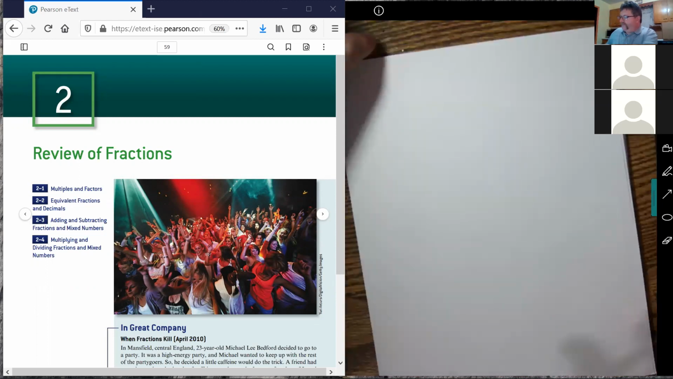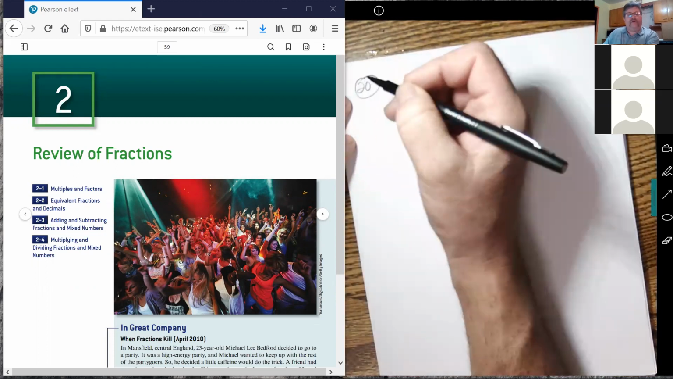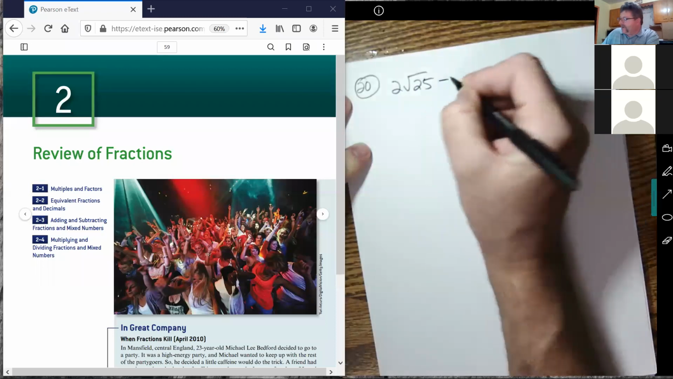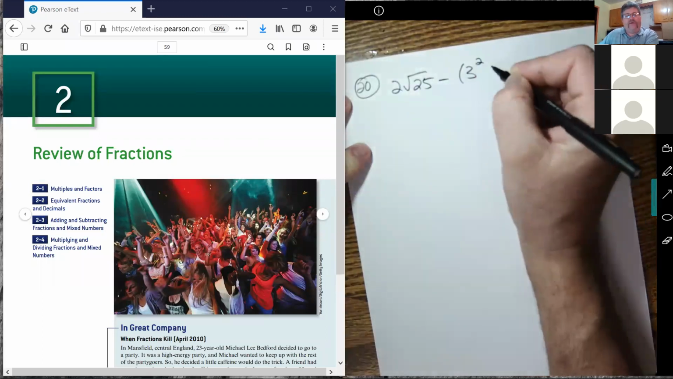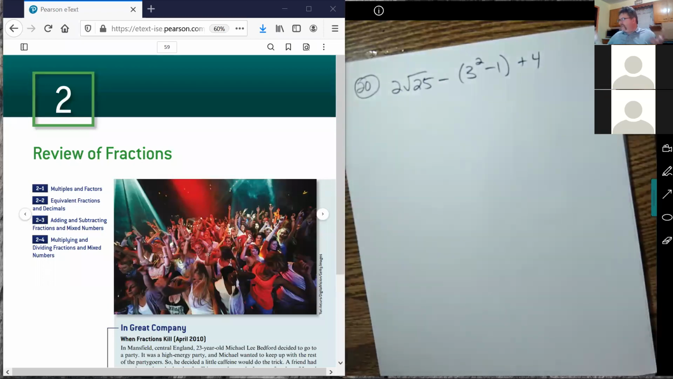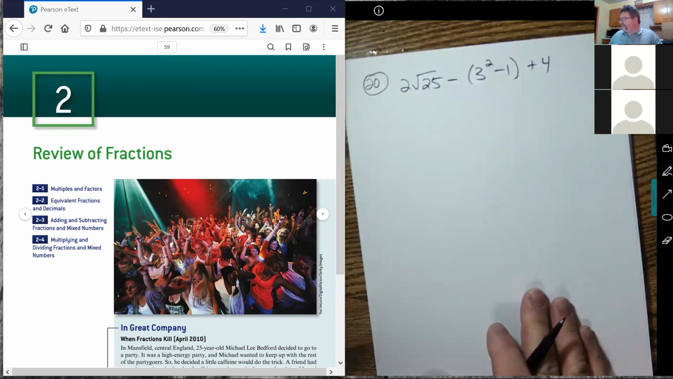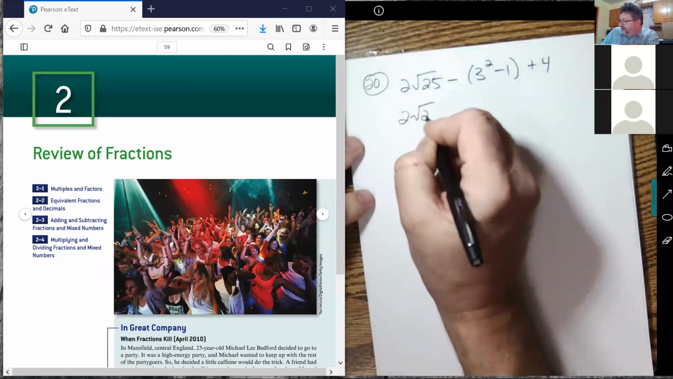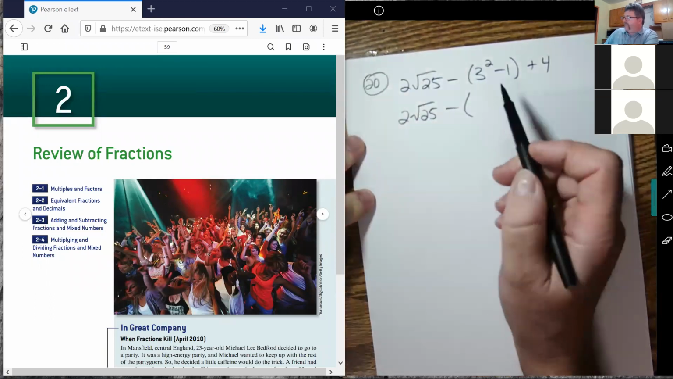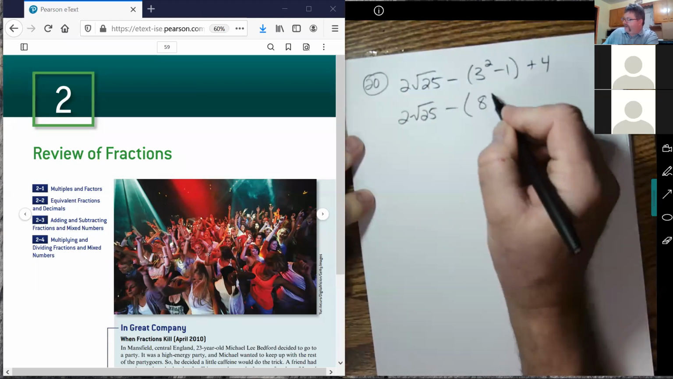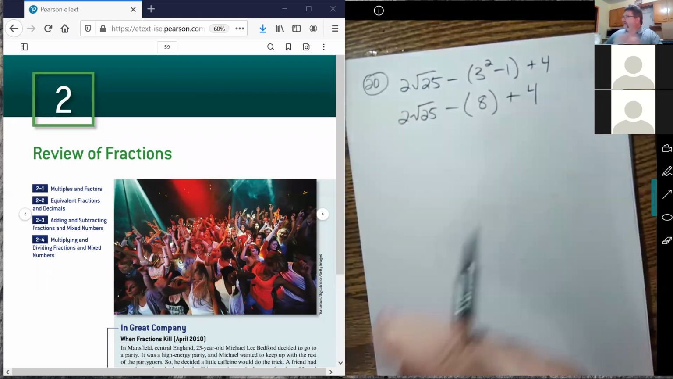All right, 20. 2 radical 25 minus 3 squared in parentheses, now minus 1, plus 4. Okay, parentheses first, right? So inside the parentheses, you've got your own little order of operations to worry about. Okay, well, what's going on inside the parentheses? Maybe we could at least do this together. 3 squared is 9, and then minus 1 will be 8, right? We could knock that out in one shot. Okay, so I've done everything inside the parentheses in proper order.